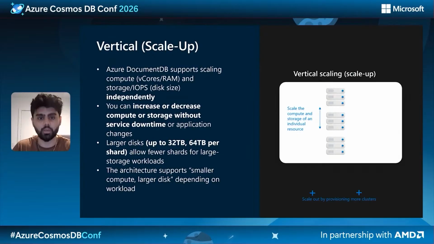So let's go into the scale-up process in much more detail. Since Azure Document DB is built on a scaling up process, we support scaling compute, which is vCores and RAM, and storage IOPS and disk size independently. You can increase or decrease your compute or storage without service downtime or application changes. We have larger disks, up to 32 terabytes and 64 terabytes per shard, and we allow up to 10 shards at a time. The architecture supports smaller compute, larger disk, depending on your workload.